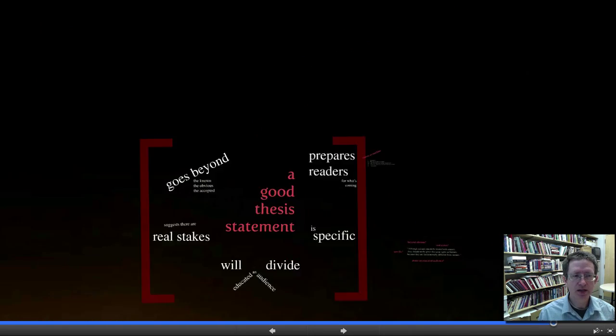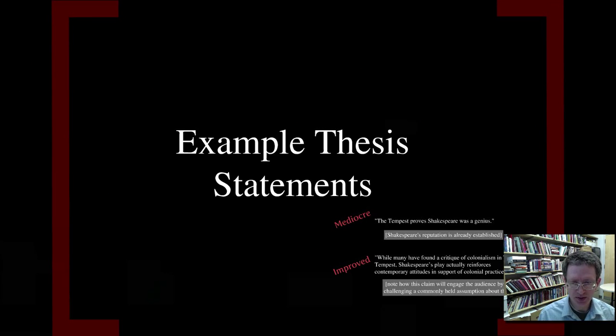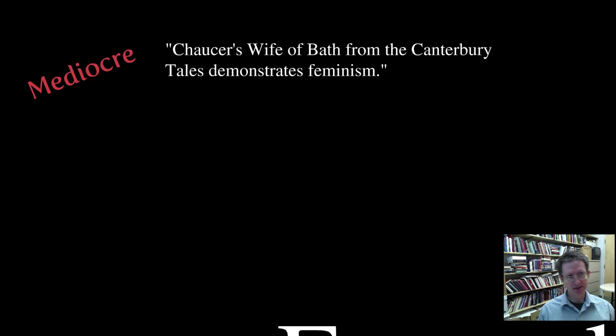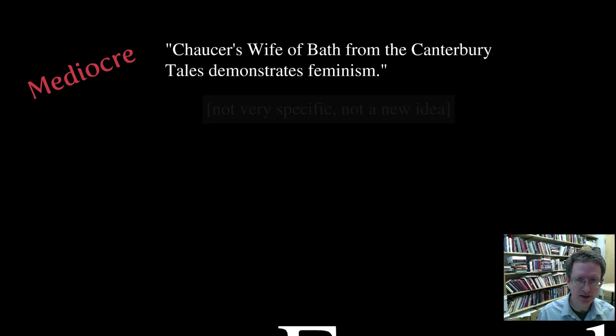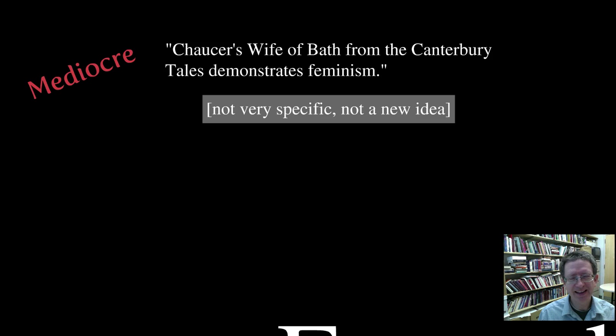Now I want to take you to some example thesis statements and look at some that are bad and show you how that could be improved. Okay, let's take this one. Chaucer's Wife of Bath from the Canterbury Tales demonstrates feminism. Okay? Now, first of all, that is true. I don't know if you know about that particular tale from the Canterbury Tales. It certainly demonstrates feminism, but that's not that specific. I mean, feminism is kind of a broad topic, and it's not a new idea. How could we fix that?